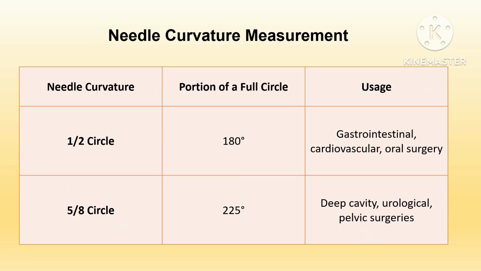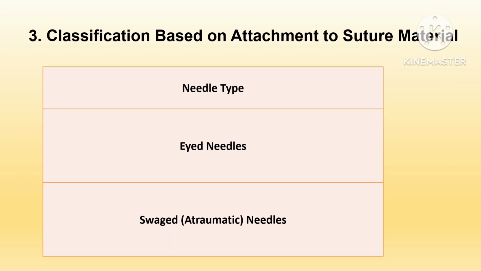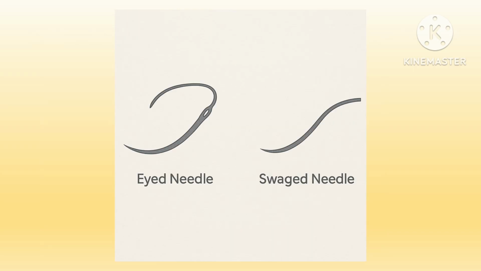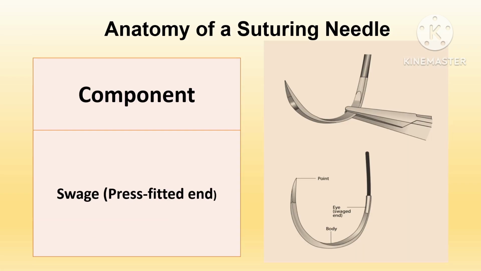Needles are classified by the way the thread attaches. Eyed needles have a hole where the suture is manually inserted. It often causes more tissue damage due to double thread width, hence they are considered traumatic. In contrast, swaged needles or eyeless needles come with the suture pre-attached, creating a smooth single diameter transition that minimizes tissue trauma, making them atraumatic and more commonly used in modern surgical practice.